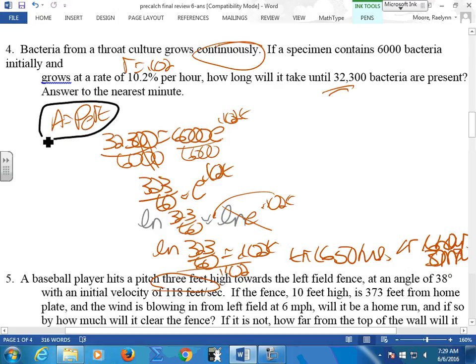Anytime you have a variable in the exponent, the only way to get that variable down is a logarithm. I don't remember how to do this. Okay, so let's do this. Generally, they fit this form: y equals ab^x. However, this said continuously, which is different. So we're going to start with your 6,000 bacteria, and your rate is point, let's turn it to a decimal, per hour. And how long will it take till it's this? So this is our variable, time.